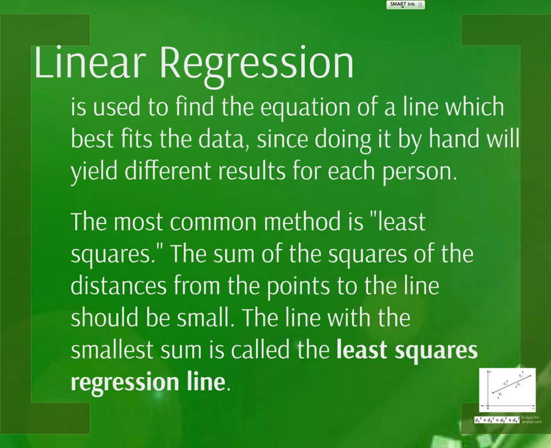So we have all these points on our scatter diagram. We want the distance from the points to the line, that value squared and all added up, to be as small as possible.